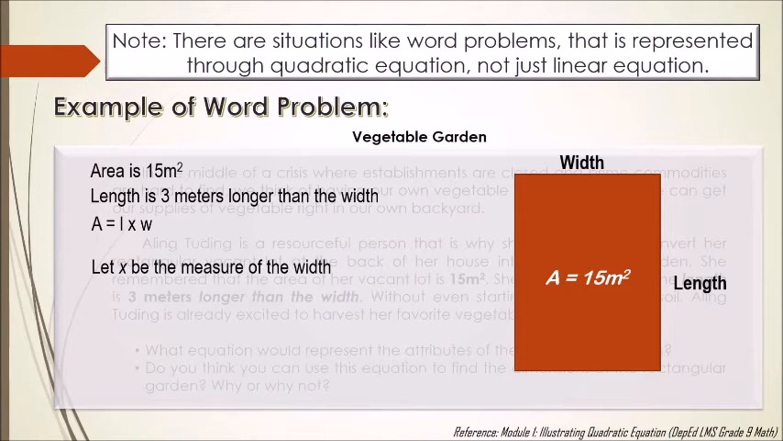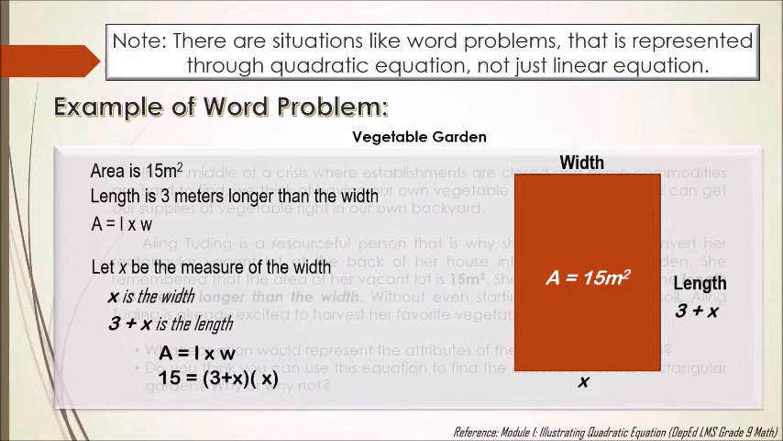Now let's proceed with the procedure on how to determine the equation. So let x be the measure of the width. So kung x ay ang ating width, base sa given na length is 3 meters longer than the width, sasabihin natin ang kanyang length ay 3 plus x. And we use the formula for the area of a rectangle. Then we substitute for each given. A for area is equal to 15, length is 3 plus x, and our width is x. We simplify the equation by distributive property of multiplication, and we have 15 equals 3x plus x squared.